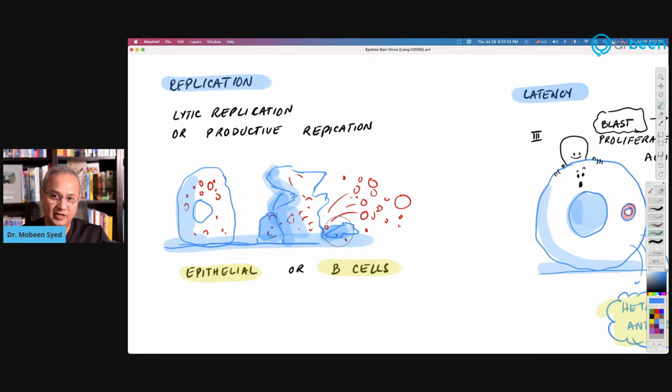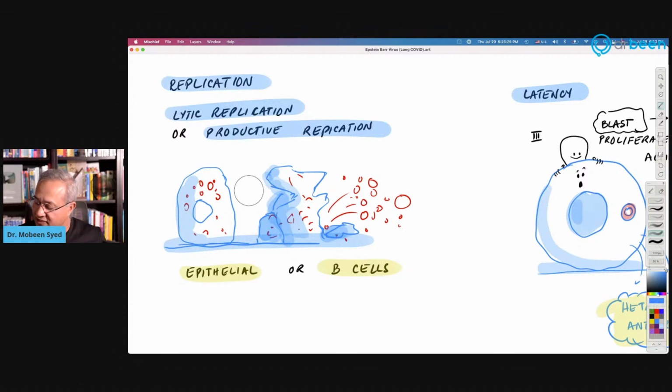Imagine if a bunch of criminals entered a house. In there, they made more and more babies. And when there were too many babies, they broke the house open and came out. That is called lytic replication. Lytic is from lysis, and lysis is breakdown. So lytic replication or productive replication. Why do we call it productive? Because this cell in which the virus has gone is going to give a lot of new virus particles. So this is a production phase for the virus.